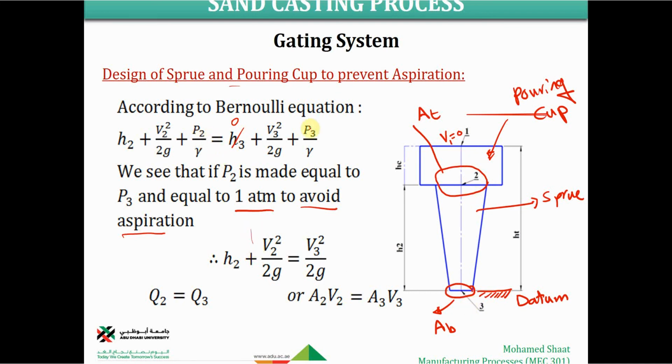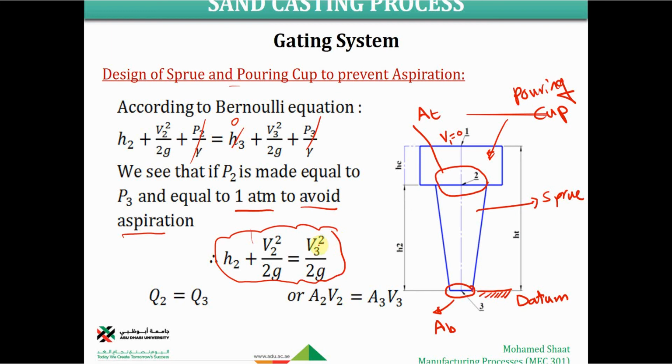It means that P2 equals P3, so this term can be cancelled with this term. So we're just going to end up with this relation. As we discussed, H3 should be 0, so this term will be cancelled, and we end up with V3 squared over 2g on the right hand side, and on the left hand side H2 plus V2 squared over 2g. Make sense?